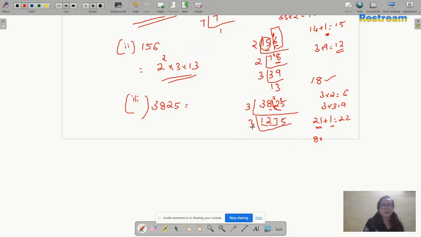Okay children. So 3 goes on 12 here. I will continue this. 3 goes on 12 4 times. 3 goes on 7: 2 3s are 6. Then 1 time. 2 3s are 6.